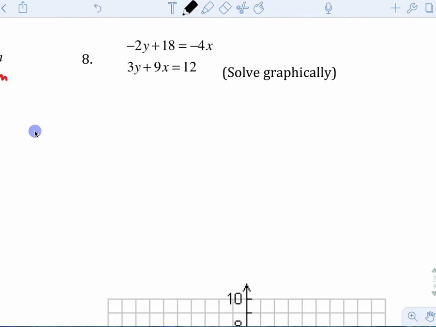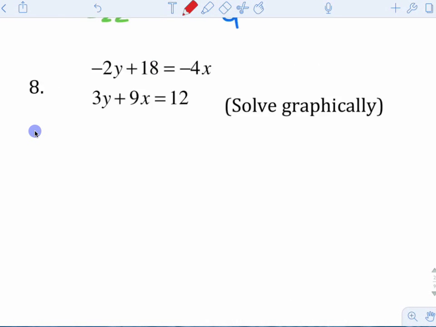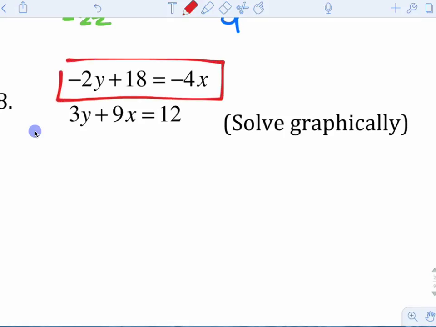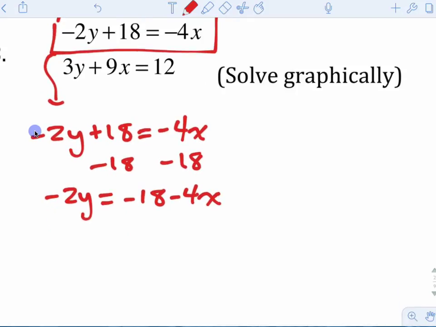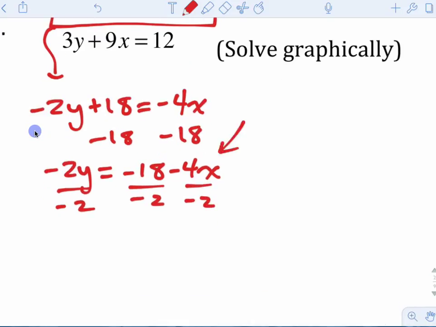So let's start with the first one, which we will do in red. And what we want to do is graph this equation, because if we can graph it, we will find all of the ordered pairs that make that true. So I'm just going to copy it down. All right, so we want to isolate y here. So let's subtract 18 from both sides. So negative 2y equals negative 18 minus 4x. We're going to divide both sides of this equation by negative 2, making sure to divide every part of this right-hand side by negative 2. We get y is equal to 9 plus 2x.